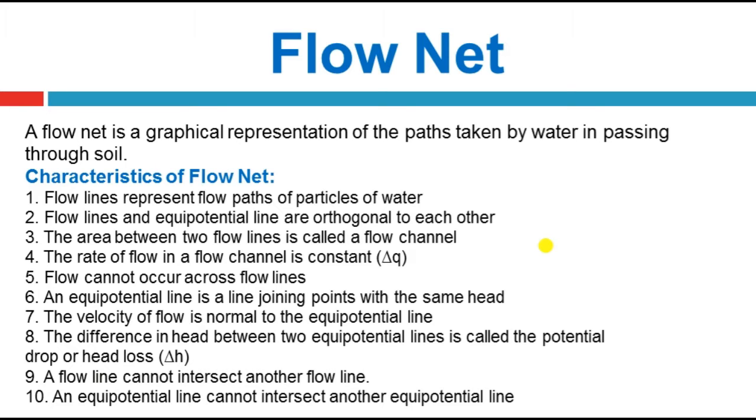An equipotential line is a line joining points with the same head. The velocity of flow is normal to the equipotential line. The difference in head between two equipotential lines is called the potential drop or head loss. A flow line cannot intersect another flow line. An equipotential line cannot intersect another equipotential line. These are some of the characteristics of a flow net, and they are important from an exam point of view.